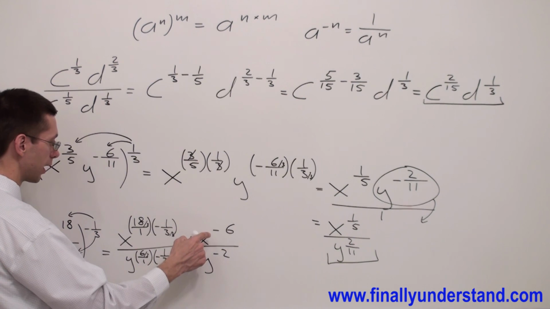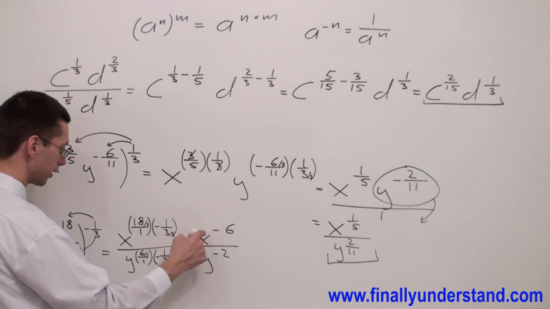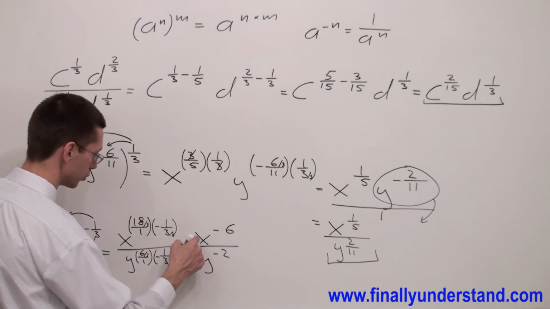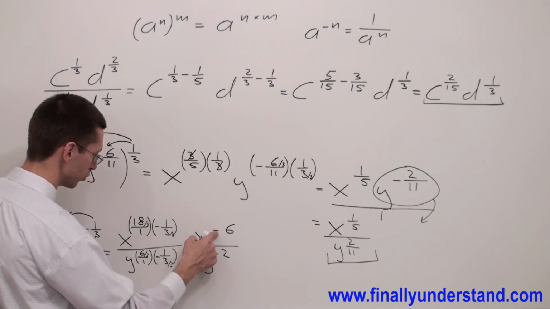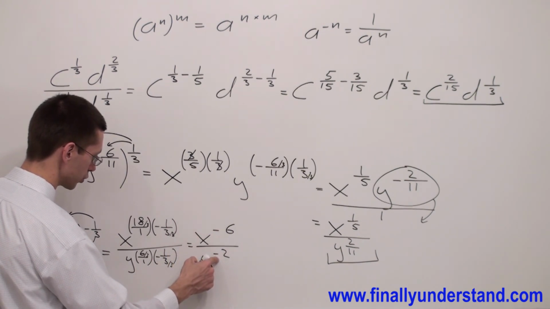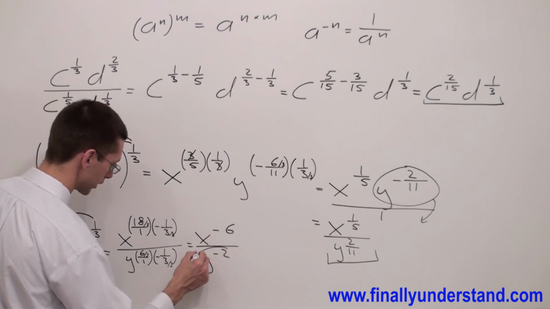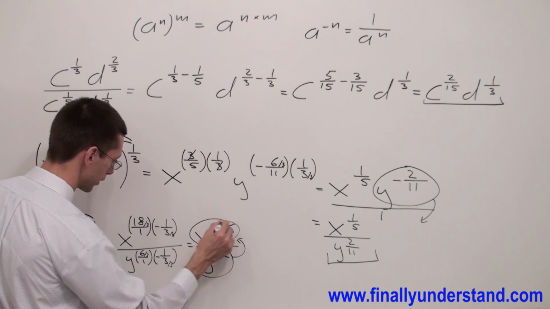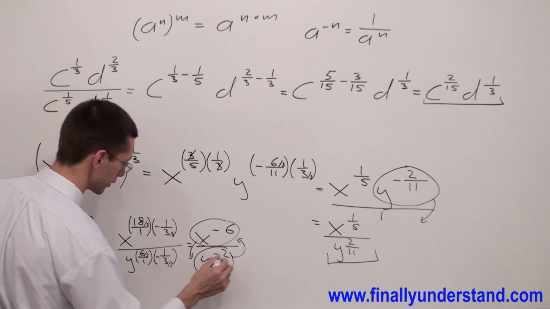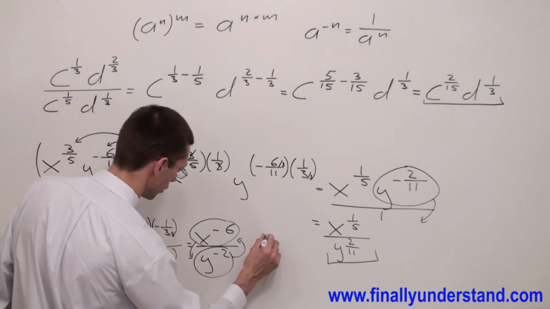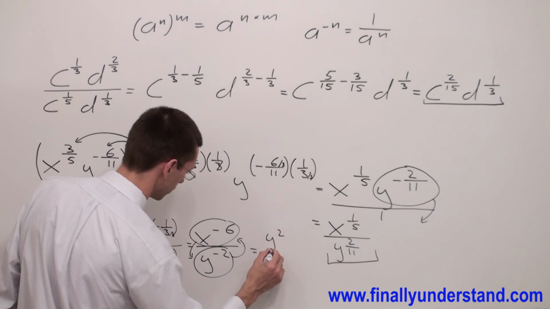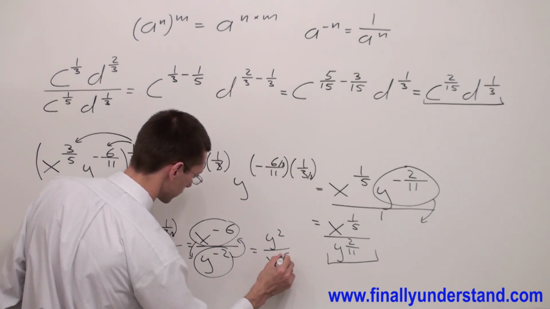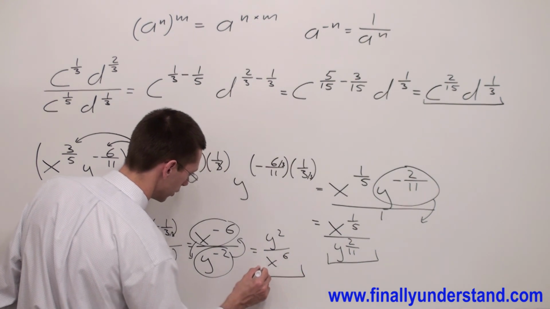Now, I want to express my answer with positive exponents only. So in order to convert this negative sign to positive and this one also to positive, I'm supposed to bring this expression to the numerator and this one to the denominator. That's why my answer is going to be y to the second power over x to the sixth. This is the solution to this problem.